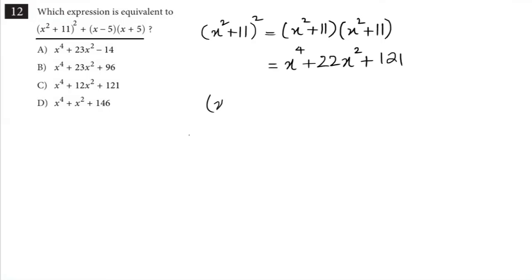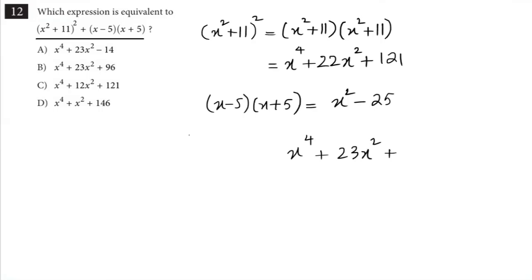And the second part of the question is (x minus 5)(x plus 5), where you can either use the identity or just expand and see the final answer. So if I add both of these, I will get x^4 plus 23x squared plus 121 minus 25, which is 96. So B is the correct answer.